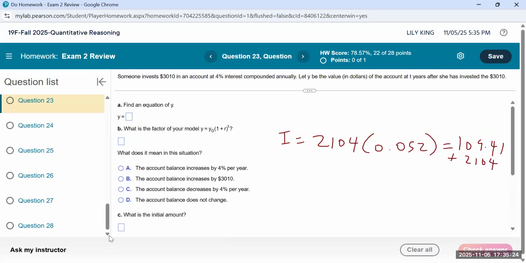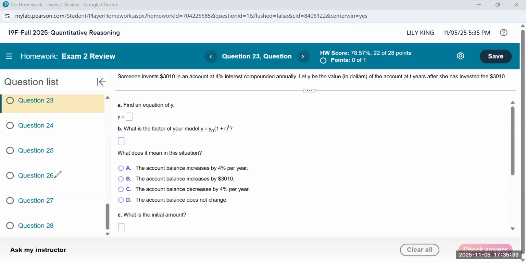Question 23. Someone invests 3010 in an account at 4% interest compounded annually. So this is a compound interest question. So we need to write an equation. So compounded annually, you are doing this once a year. So your n is 1. So with your equation, remember the compound interest equation. Okay, this is on your formula sheet. You can always refer to that.